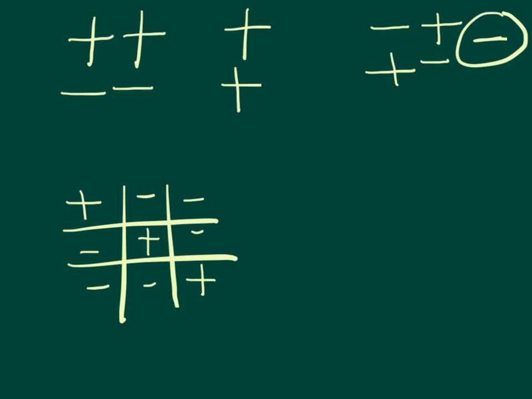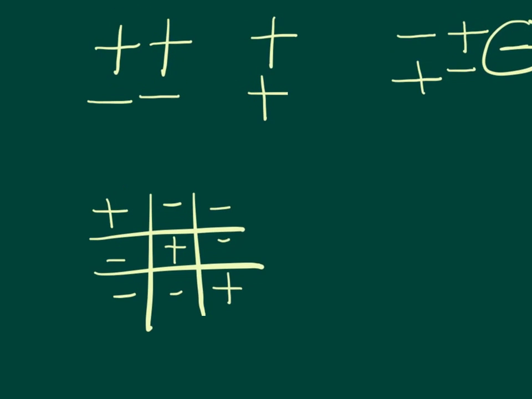Another way to remember this, using the same tic-tac-toe board, since it's already set up, is to think about a good situation versus a bad situation. If you have a good person and something bad happens to them, that's a bad thing. If a bad thing happens to a good person, a bad thing. If a bad thing happens to a bad person, that would be a good thing. And if a good thing happens to a good person, that's a good thing.